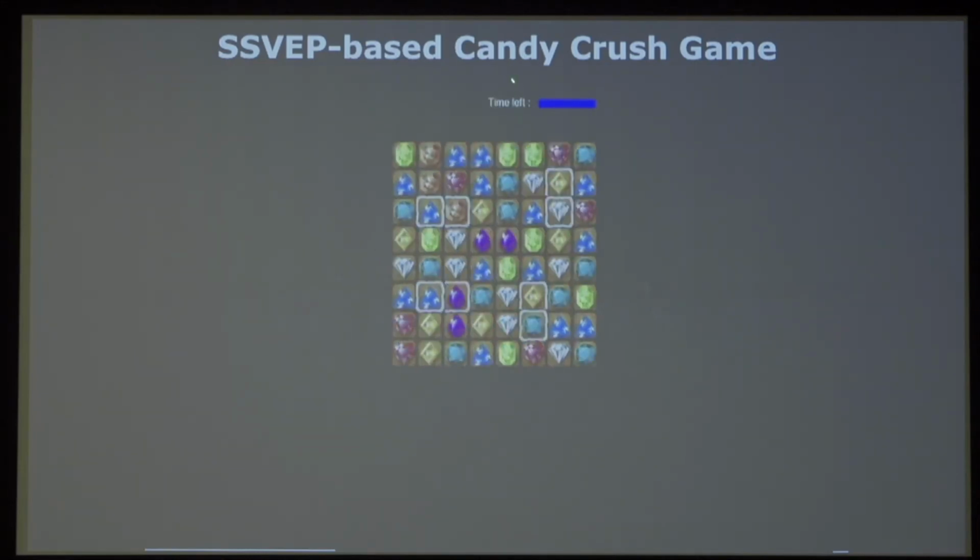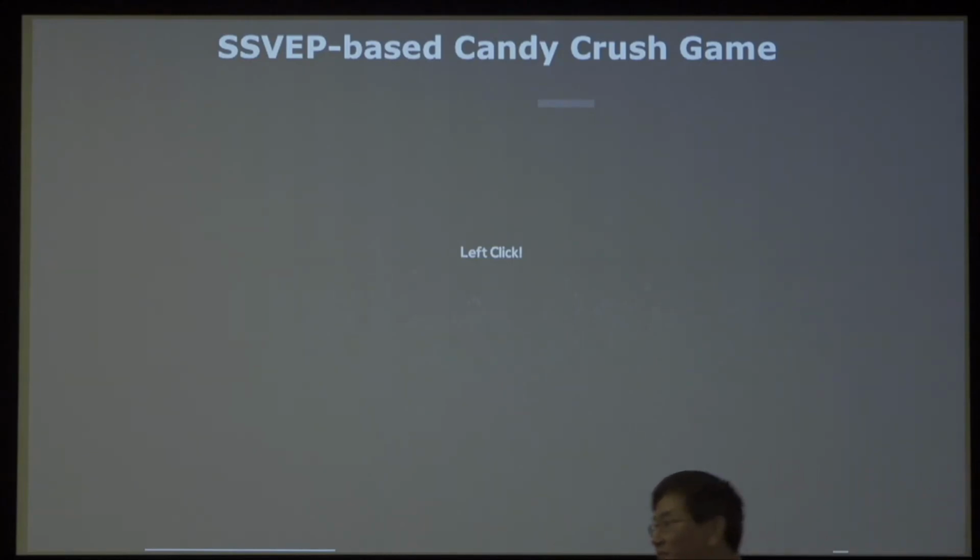And this is the stress condition. So you have only 2.5 seconds. You have to search, send the location, basically. So the subject plays this for an hour.